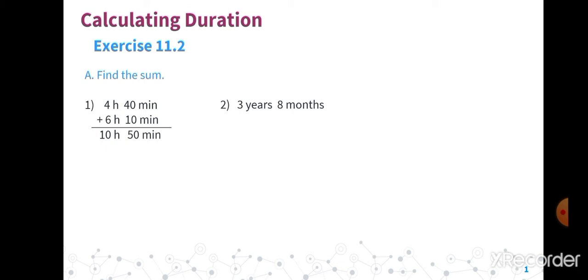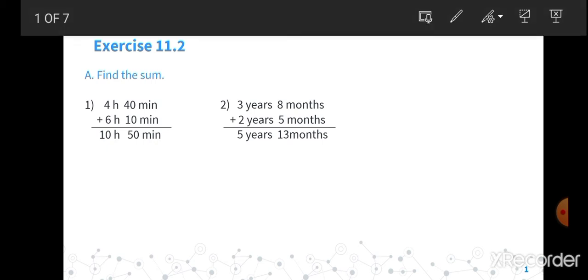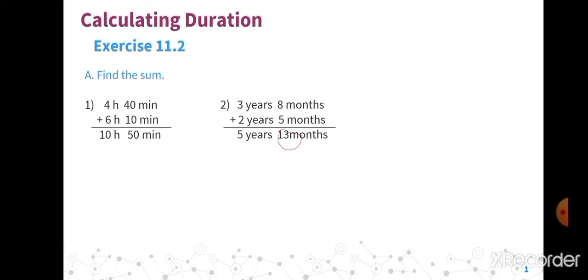3 years 8 months plus 2 years 5 months. Now students, 8 plus 5 gives me 13 months and 3 plus 2 gives me 5 years. Now observe students, these are 13 months. Now 13 months are more than 12 because 1 year is equal to 12 months. Then what do you have to do?